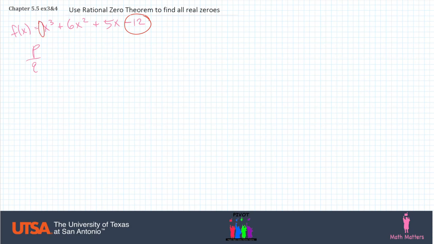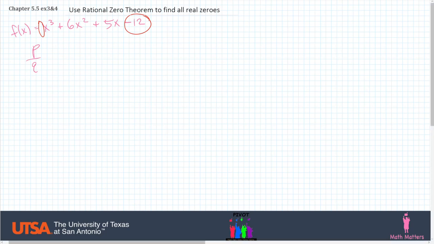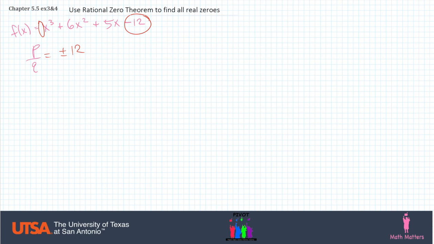In this case, p is plus or minus 12. Now that we found p over q, we need to find all the other values that can go into plus or minus 12. So that means we include plus and minus 6, plus and minus 4, plus and minus 3, plus and minus 2, and plus and minus 1.